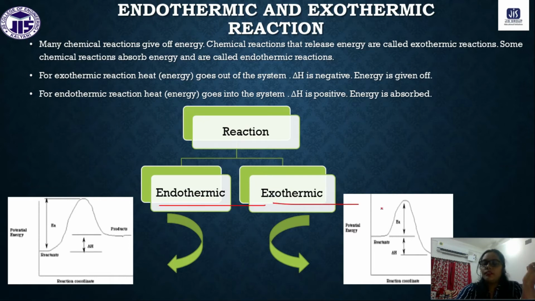The next type of reaction is divided into two: endothermic reaction and exothermic reaction. You can see there are many reactions where heat is absorbed, and some reactions where heat is released. For endothermic reaction the heat is absorbed, and for exothermic reaction the heat is released. For endothermic reaction we have to provide some energy.